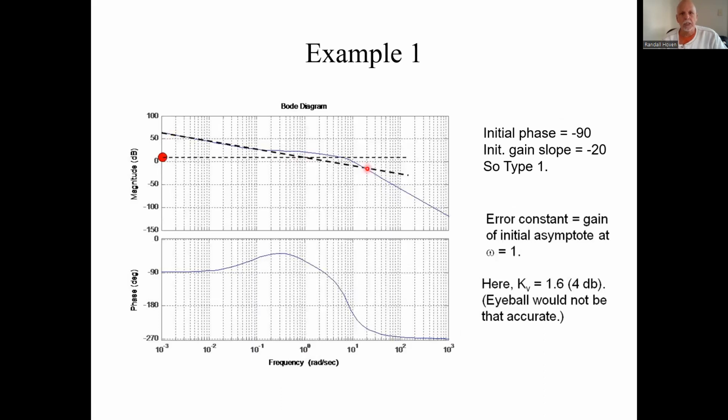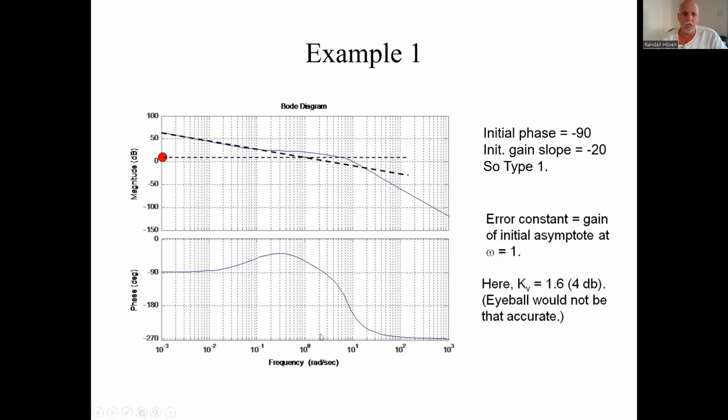So the blue line is what you're given. That's the Bode plot. You want to look at this initial asymptote. It's this dashed line, so we would maybe draw that or use a ruler or something to determine that. If you looked at that and calculated the slope, it's minus 20 dB per decade. Easier is just to look at this initial phase. It's minus 90. That right there tells you it's a type 1 system.